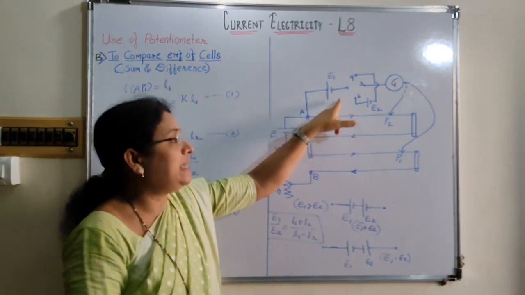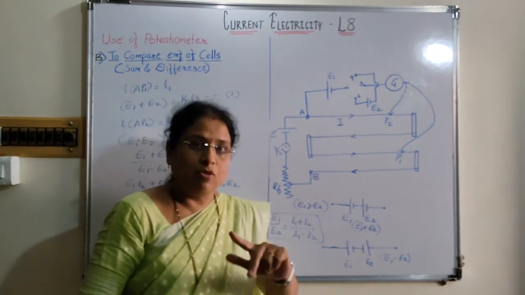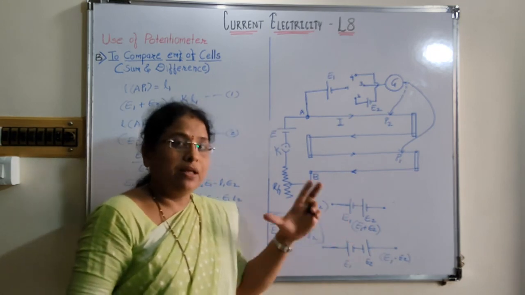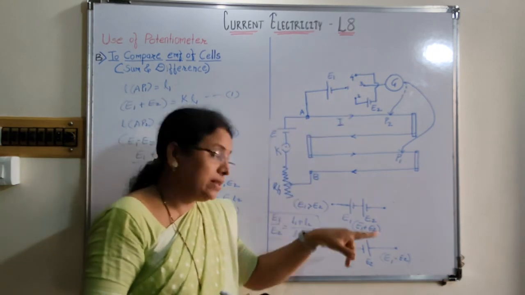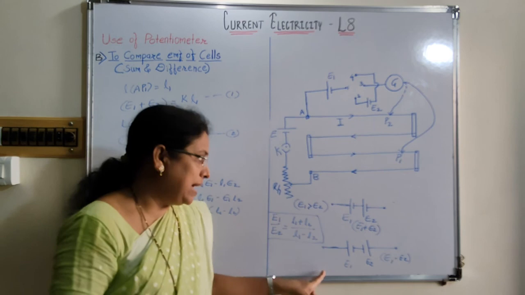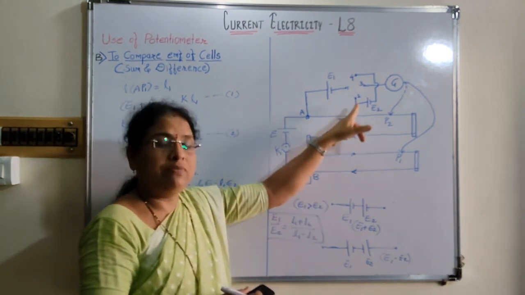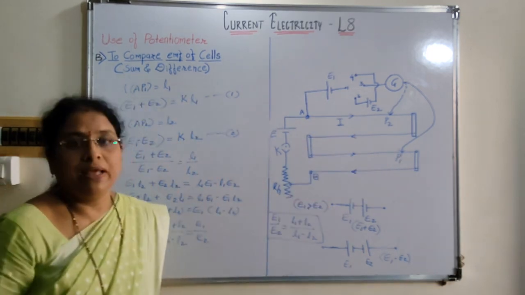Leclanche cell's EMF is approximately 1.2 volt and Daniell cell's is 1 volt. When we connect the cells in assisting manner, the total EMF is approximately near about 2 volt. And when we take the difference, that is near about 0.2 volt, very less. And so in this method, the length L2 is very less than L1. L1 is more and L2 is very less.